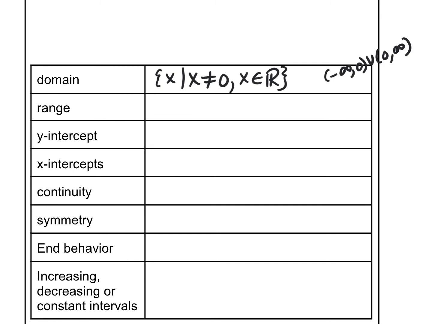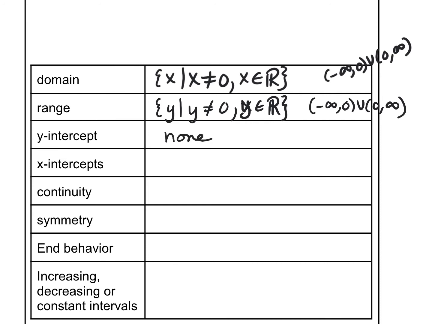Range. Yeah. Y such that y cannot be 0. Y, element of range. Real is here. And this would be the same thing, wouldn't it? Y-intercept. Okay. X-intercept.